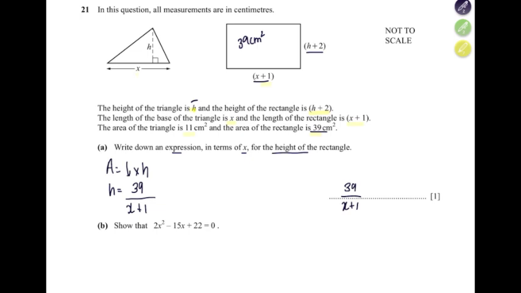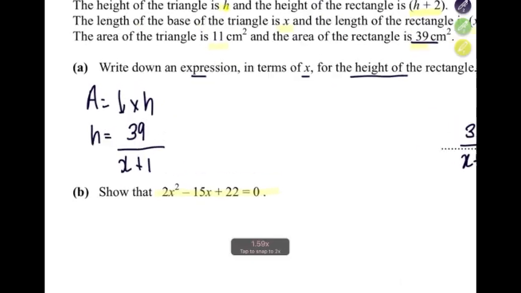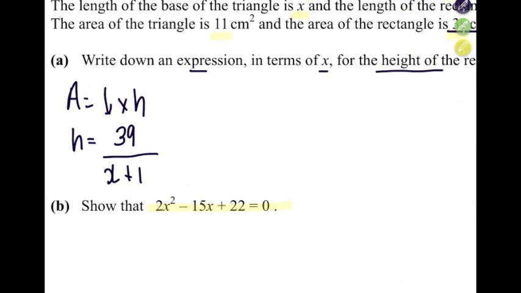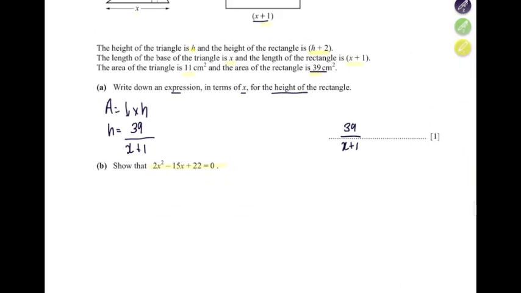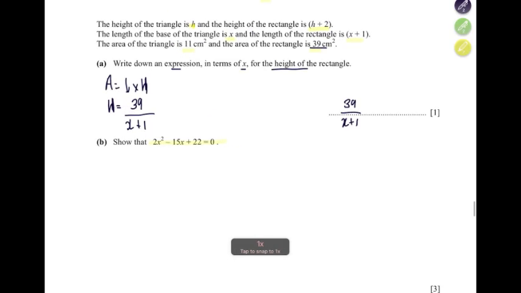Okay, show that 2x squared minus 15x plus 22 equals 0. Now we have to find a similar point between these two shapes, so we can work with height and height. Now, to avoid any confusion, let's label this capital H, because this h is not the same as that. Let's try to find the H for our triangle.